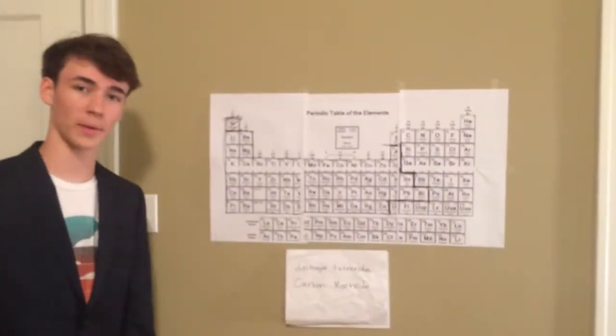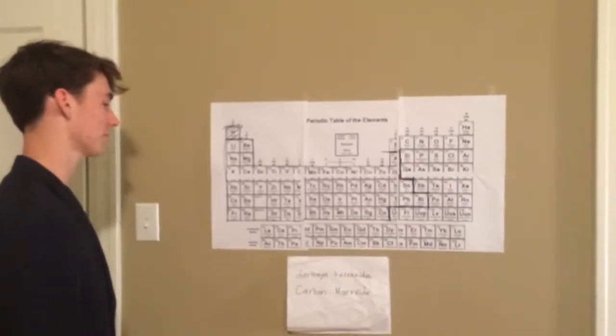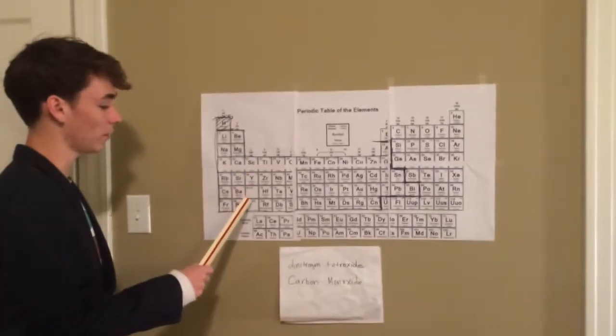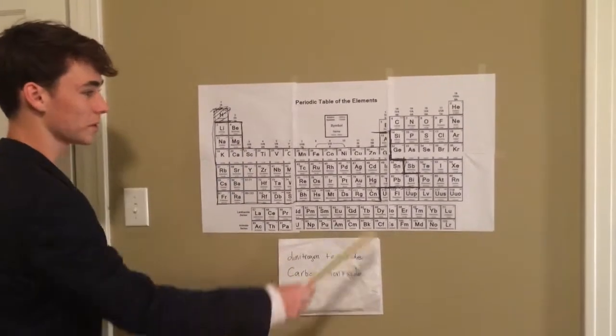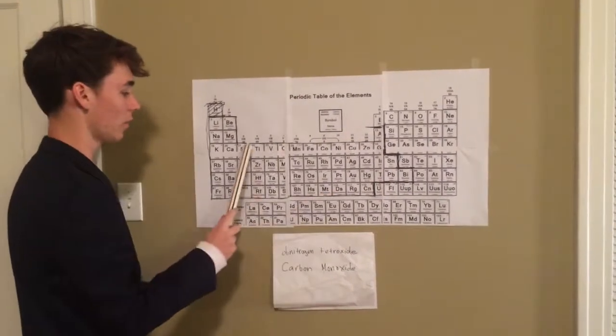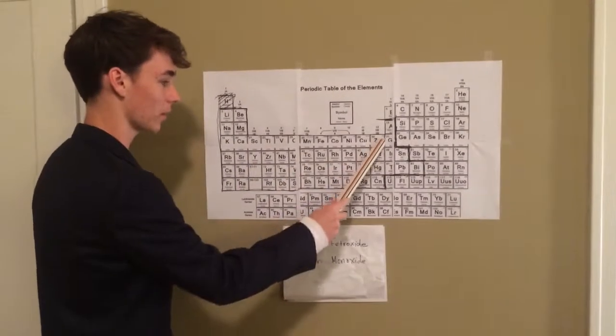If your compound contains a metal, things get a little bit more complicated. First, you must ask yourself, is the metal a transition metal? Transition metals are located in the D block of the periodic table between scandium and zinc here.